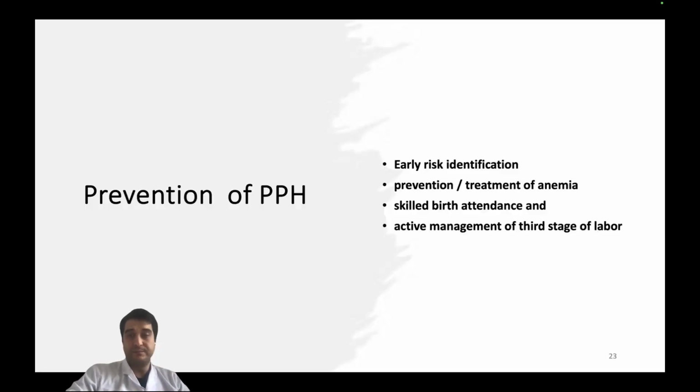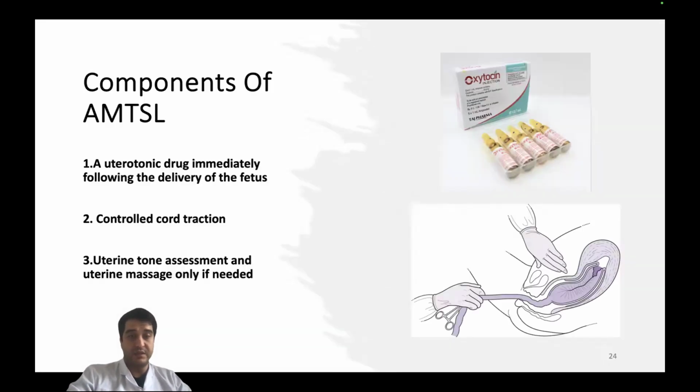Prevention and management: early risk identification, prevention and treatment of anemia, skilled birth attendance, and active management of the third stage of labor. The components of active management of the third stage of labor are a uterotonic drug immediately following the delivery of the fetus, commonly oxytocin, controlled cord traction and uterine tone assessment, and uterine massage only if needed.